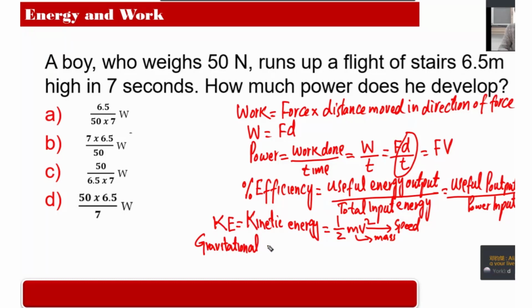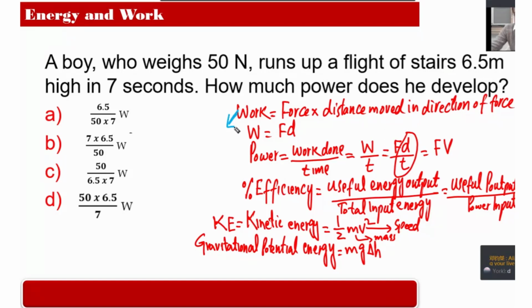Next thing we need to understand is gravitational potential energy. Gravitational potential energy is equal to mg delta h. So this is how we can define gravitational potential energy.